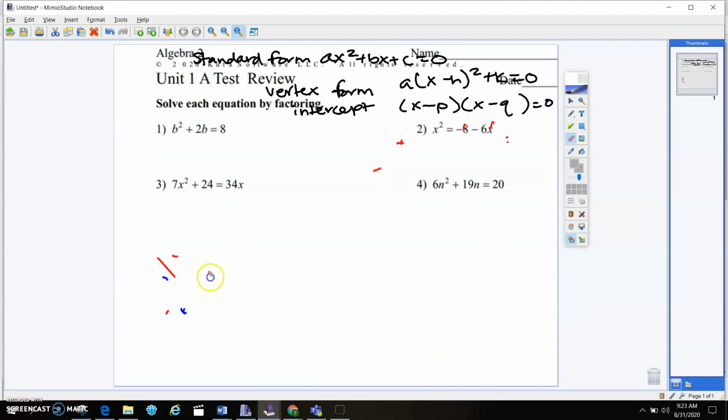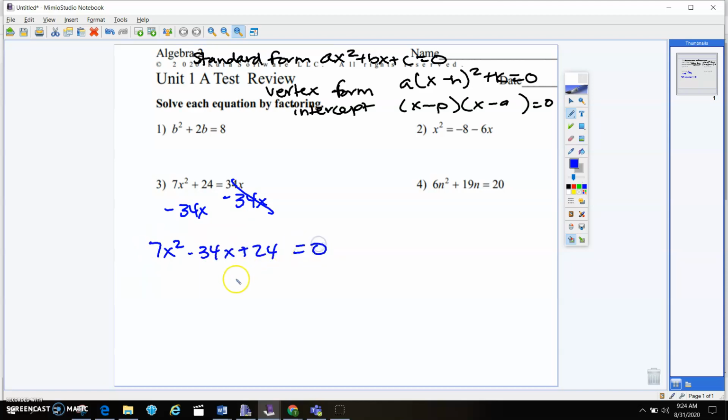The next one, the only thing that's really different about this one is we have an a term that's bigger than 1. So it makes it a little bit challenging, but it's okay, we still got it. So again, we're going to make sure that this is in that standard form. So we're going to subtract 34x from both sides, and that's going to give us 7x squared minus 34x plus 24 equals 0. Now, normally I would say, hey, find your greatest common factor and take something out, because these are pretty big numbers, but in this case, we really don't have a greatest common factor.